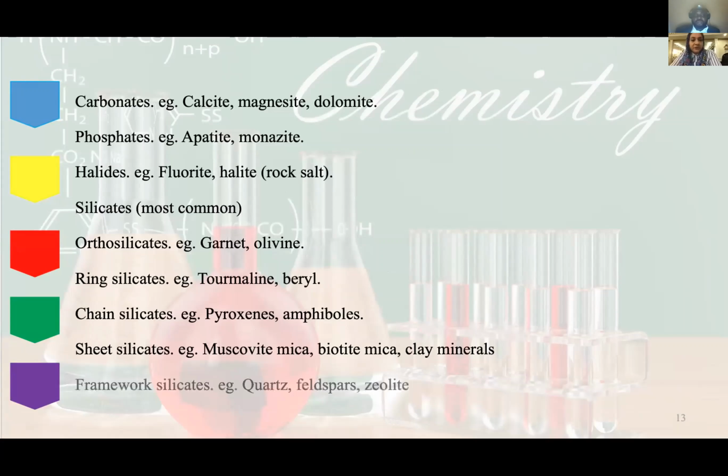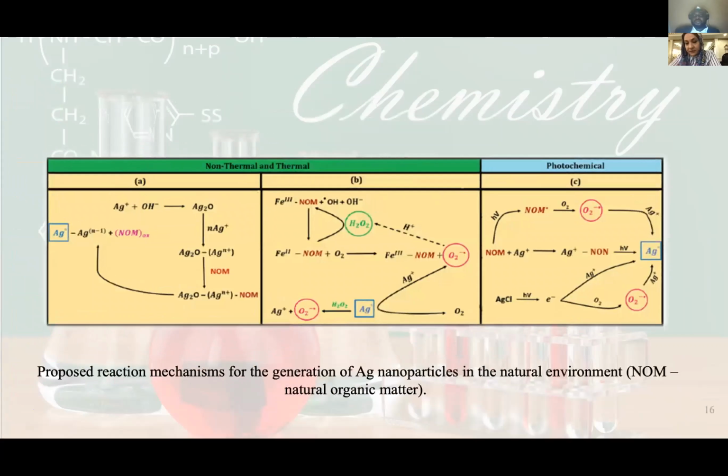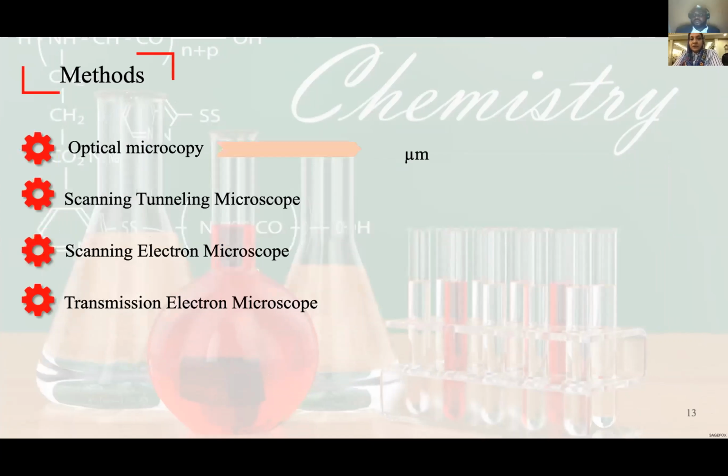In this picture, you can see a proposed reaction mechanism for the generation of silver nanoparticles in the natural environment, NOM. And about the methods for characterization, there are some methods, for example, optical microscopy with a range identified in micrometers, scanning tunneling microscope STM, scanning electron microscopy SEM, and TEM. And about the dimension structure, there are 3 dimensions: 3D, 2D, and 1D.